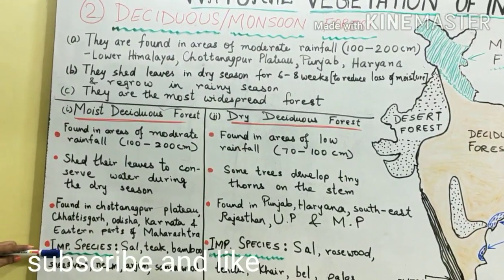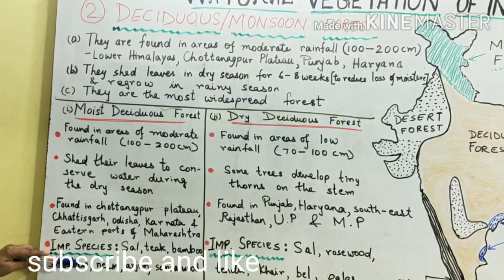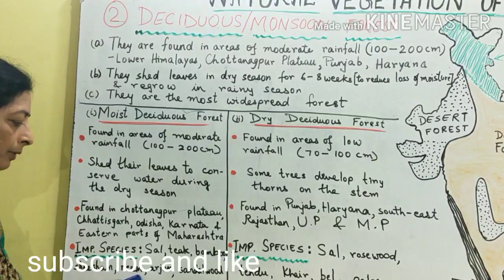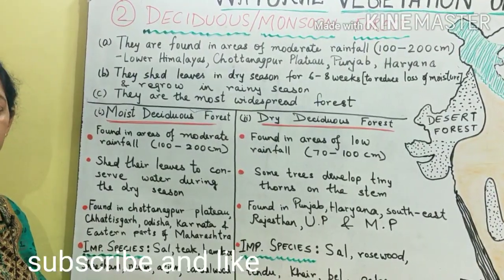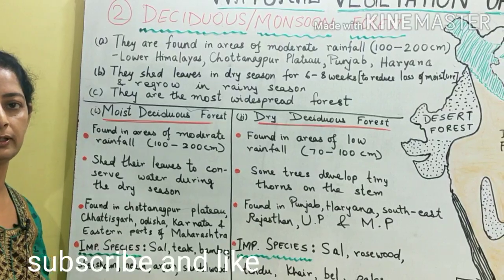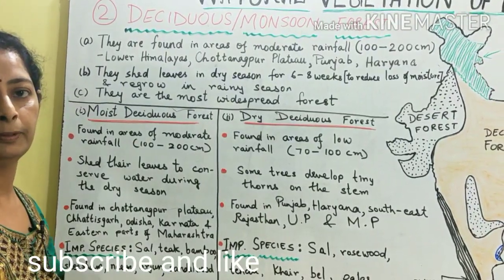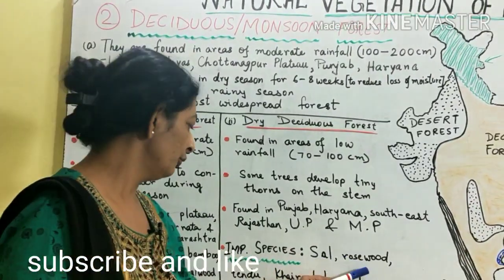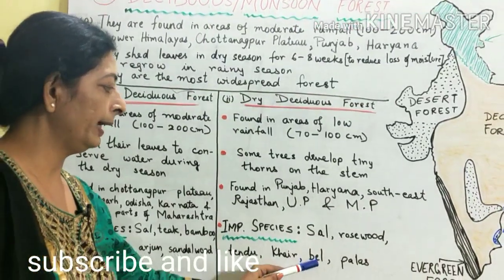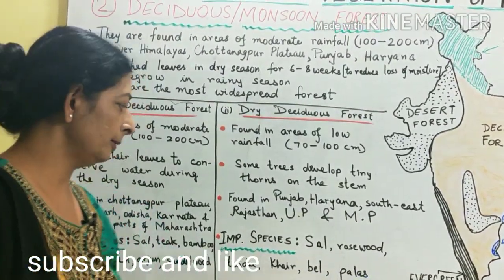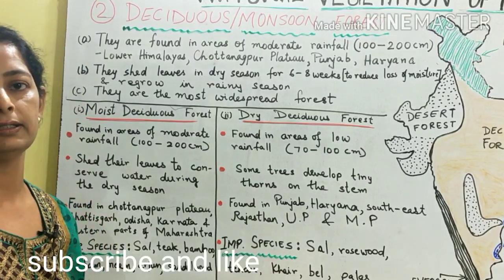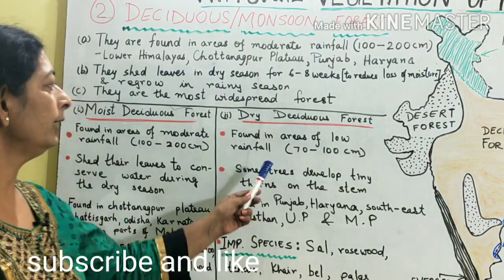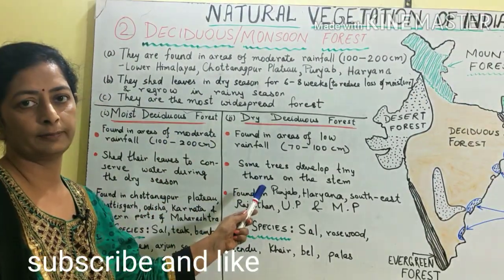Important species of trees which are found in moist deciduous forest are sal, teak, bamboo, shisham, neem, arjun, sandalwood. Now these trees have great economical importance because they are used for several purposes. Here the important species of trees are sal, rosewood, tendu, khair, bale and palas. These are the important species of trees found in dry deciduous forest where the temperature is a bit high and the rainfall is low compared to the moist deciduous forest.